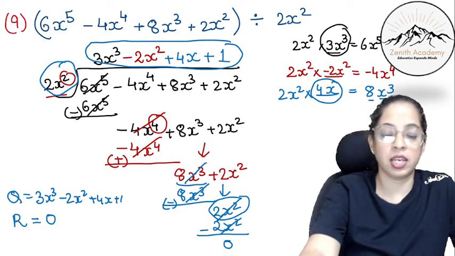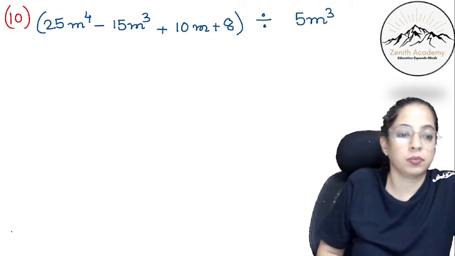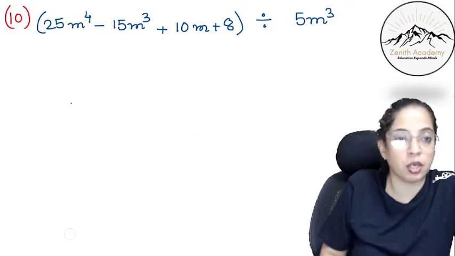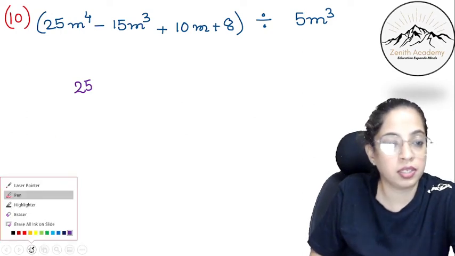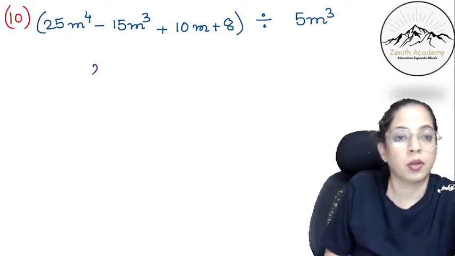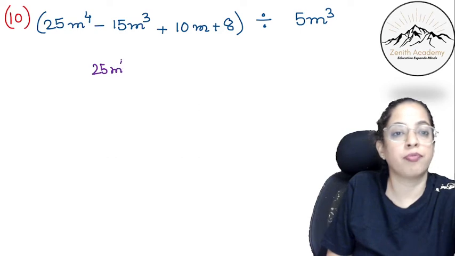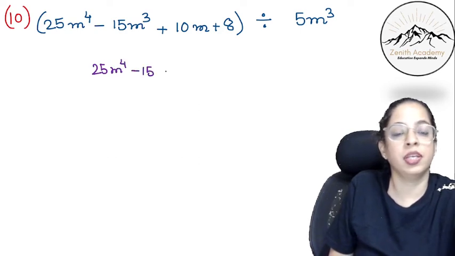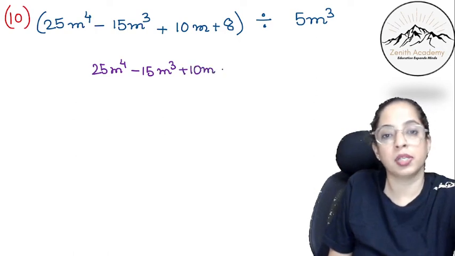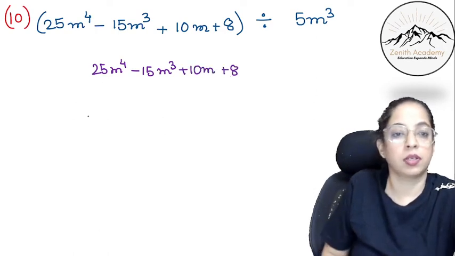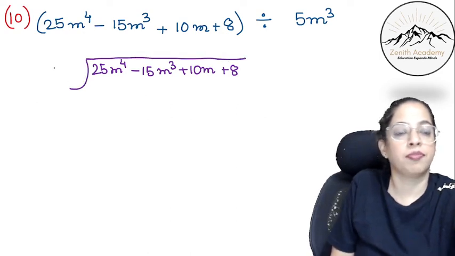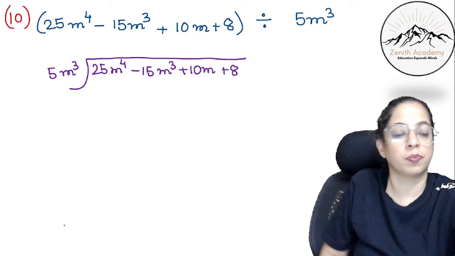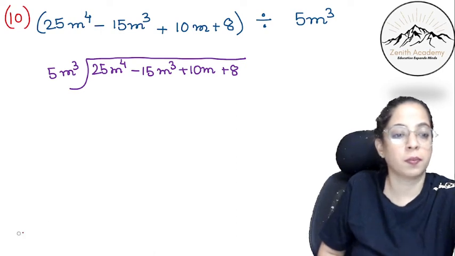Let's go ahead with the last sum. Let me change the color. 25, I'll write it a little above. 25 m raised to power 4 minus 15 m raised to power 3 plus 10 m plus 8. Okay, this has to be divided by 5m cube. So let's start.